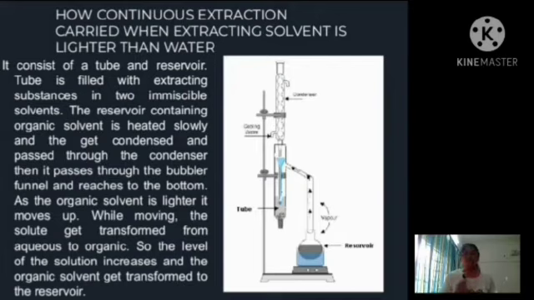The tube is again connected with a funnel, that is, a bubbler funnel. Once the reservoir is heated slowly, the organic solvent gets converted into vapor and reaches the condenser. Once it reaches the condenser, it is converted into liquid and comes to the tube, where it passes through the bubbler funnel and comes down. When the extracting solvent comes down, as it is lighter, it will flow up.